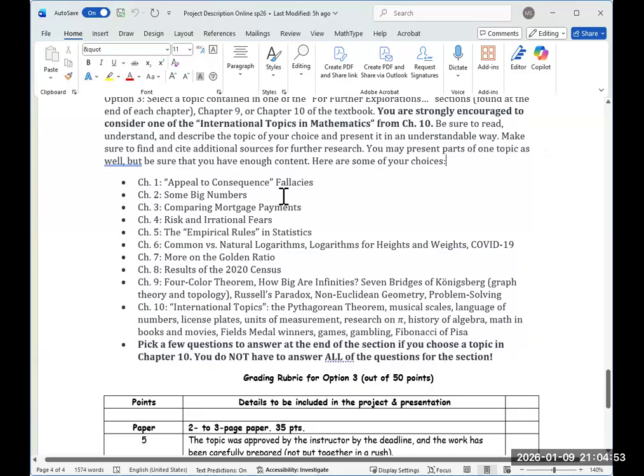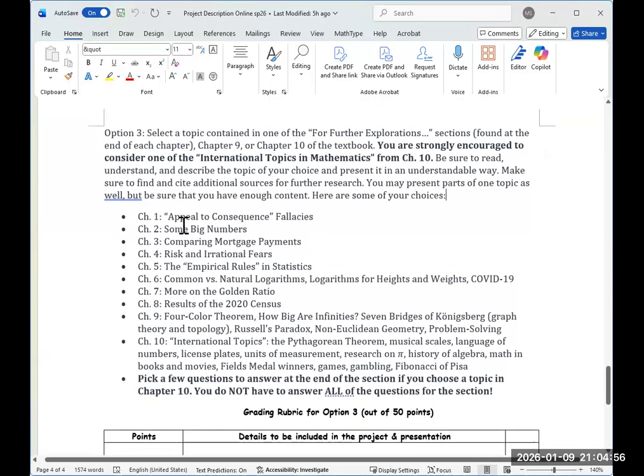All right, so the four further explorations topics are things like appeal to consequence fallacies, big numbers versus small numbers, mortgage payments and comparisons, irrational fears. This is on chapter 4 on risk taking, chapter 5 on empirical rules in statistics, and so on. You have these topics that you can read about in the book, chapters 1 through 8.